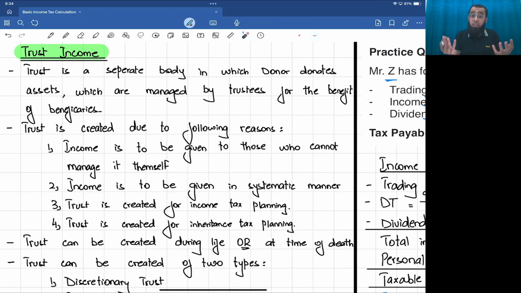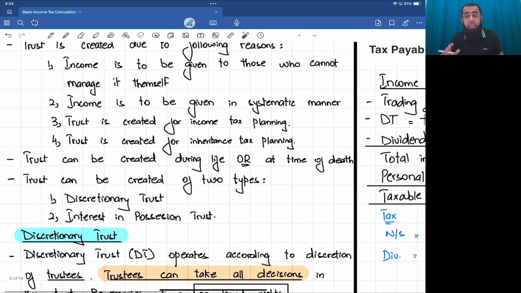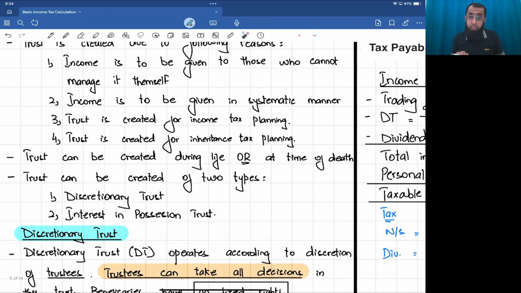We looked at the reasons for creating a trust. We want to give income to those who cannot manage it, like small children, some old age people, or any social entity which cannot manage that source of income itself. So that's why we appoint a board of trustees to manage it. We looked at all of these reasons in detail in the previous class. Income is to be given in a systematic manner. There is income tax planning, to distribute income among a lot of beneficiaries so that you can take the benefit of personal allowances and the basic rate band, and the inheritance tax planning involved in it.